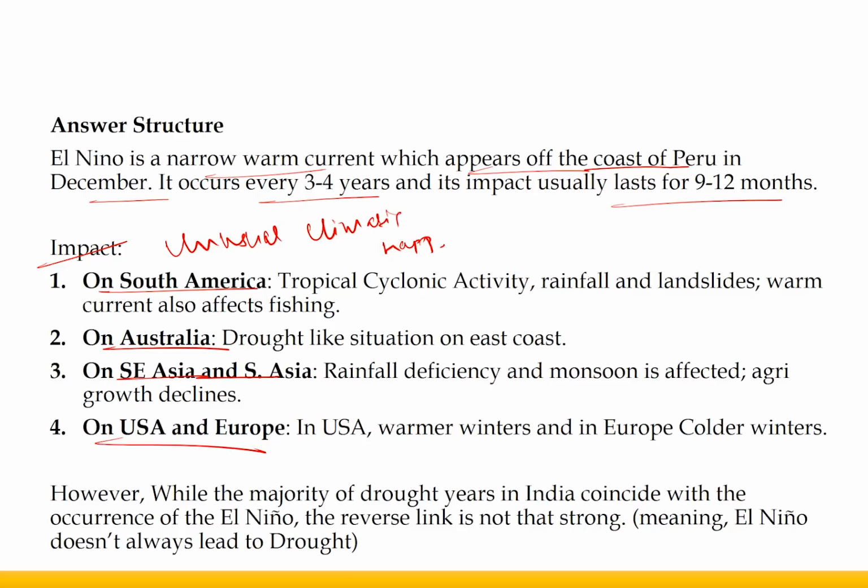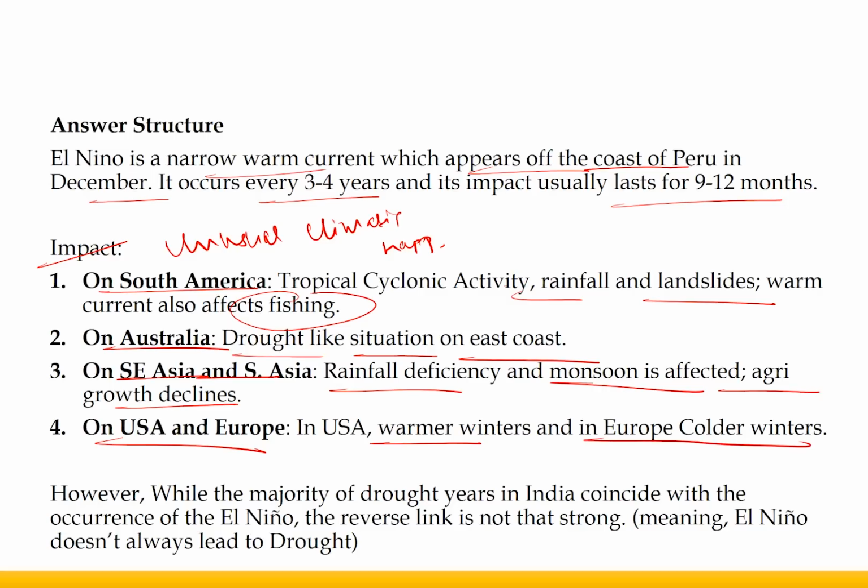South America, I told you, rainfall happens, landslide happens, warm currents also affect fish catch of the area. On Australia, drought-like situation on East Coast. Southeast Asia and South Asia, rainfall deficiency and monsoon is affected, which in turn affects the agricultural growth and output. On USA and Europe, in USA, warmer winters, and in Europe, colder winters. So this is the impact and this is the diagram. This is the remark which I have mentioned.